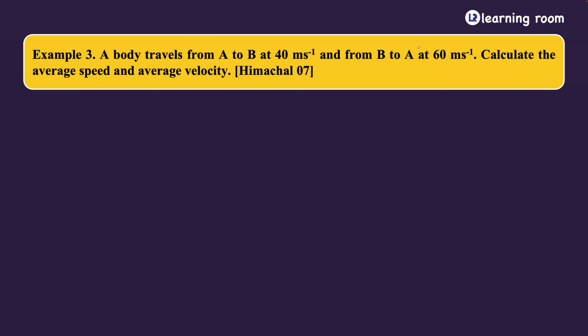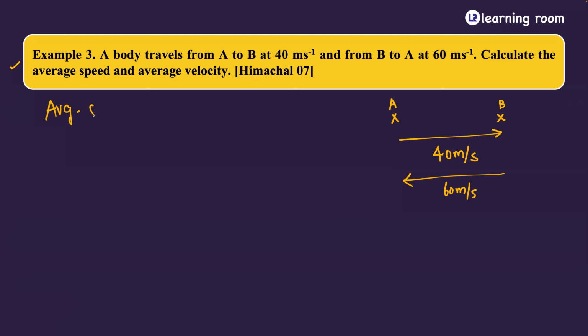The next question is, an object travels from A to B at 40 meter per second and from B to A at 60 meter per second. Calculate the average speed and average velocity. So there are 2 points, A and B, and when the particle travels from A to B, it travels at a speed of 40 meter per second. And when it travels from B to A, it travels at a speed of 60 meter per second. Calculate the average speed and average velocity.